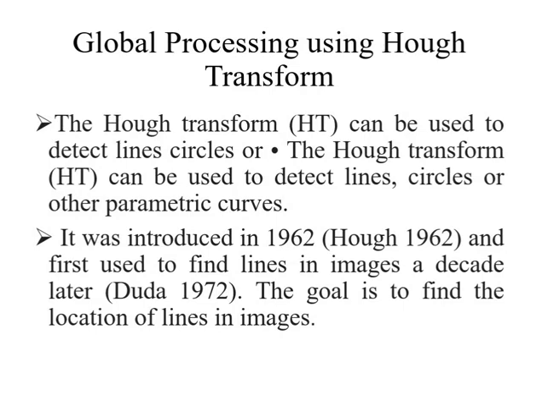Once we detect this curve from the edges or region boundary of interest, the Hough transform can be used to detect lines, circles, or other parametric curves. It was introduced in 1962, Hough 1962, and first used to find lines in images a decade later. The goal is to find the location of lines in images.